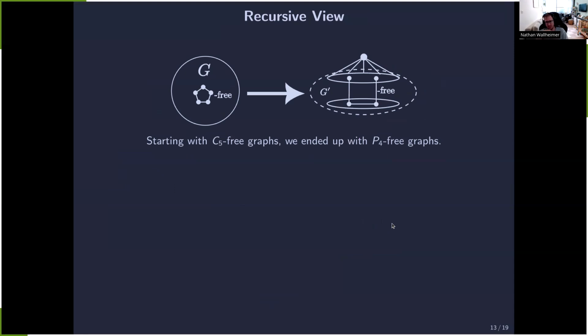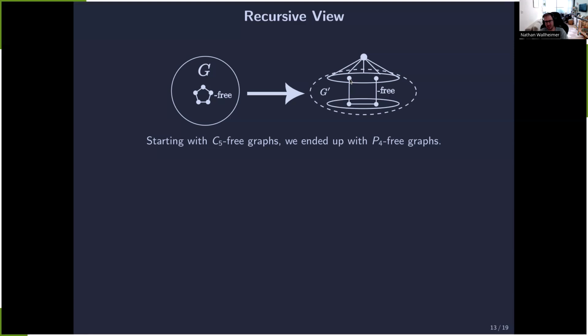So how can we generalize this algorithm to other patterns? It seems very tailored to 5 cycles. The idea is to use a recursive view of the algorithm. We started with a graph G, which was 5 cycle free. We cleaned up low degree vertices and constructed some random balls. And eventually we ended up with a search problem on a graph G prime, which has 2 layers.